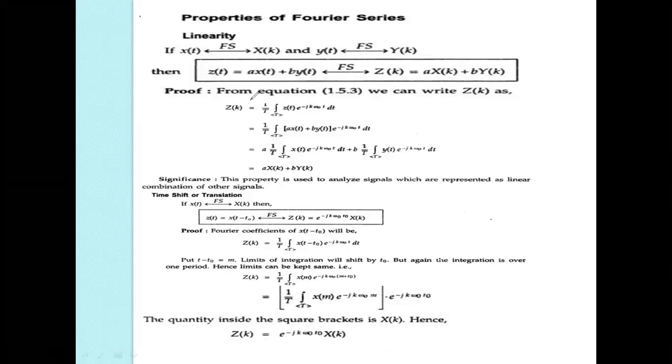The linearity property states that if the Fourier series of x of t is x of k, and the Fourier series of y of t is y of k, then you can prove that for z of t equal to a into x of t plus b into y of t, z of k is equal to a into x of k plus b into y of k. To prove this, you can use the analysis equation.